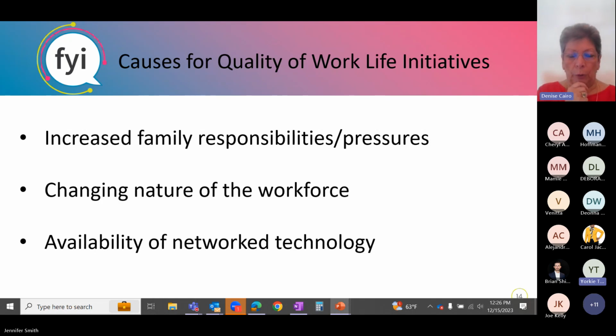The nature of our workforce has changed. We have people that are more knowledgeable about the rules, regulations, more knowledgeable about what's happening in private industry in terms of quality of work life initiatives. And we also have a workforce that is not averse to leaving the federal government and going to private industry. Many years ago, our workforce stayed consistently within the federal government.